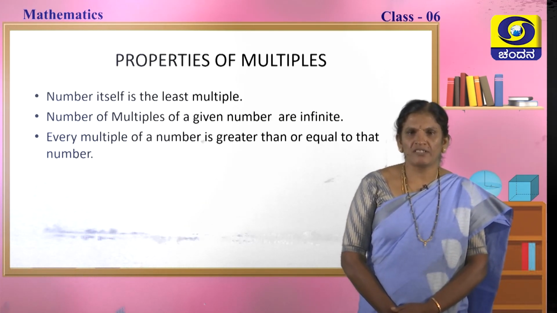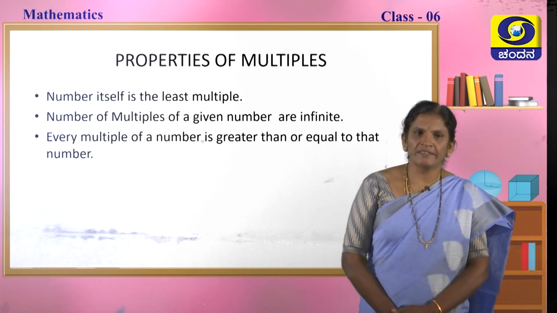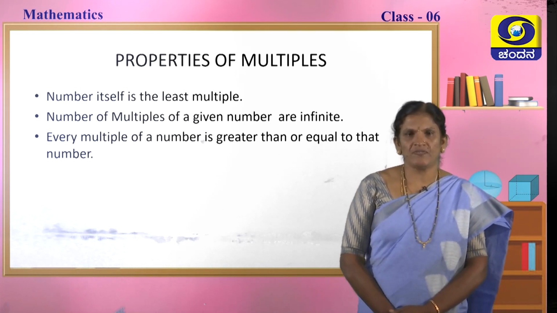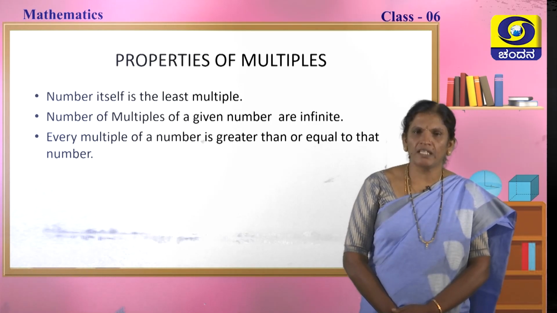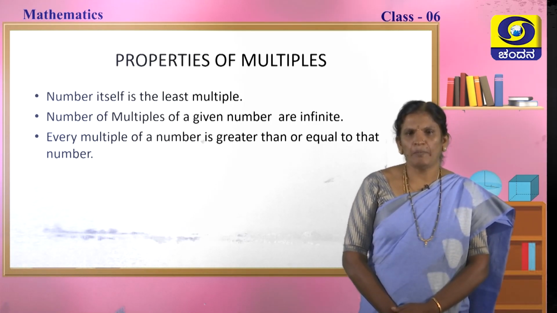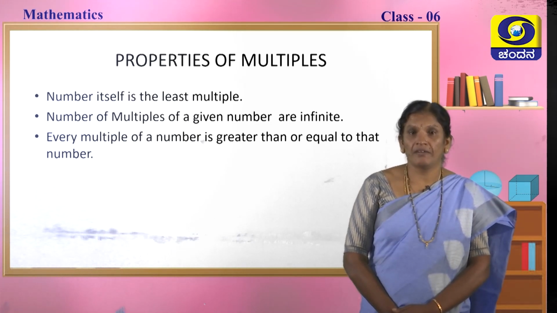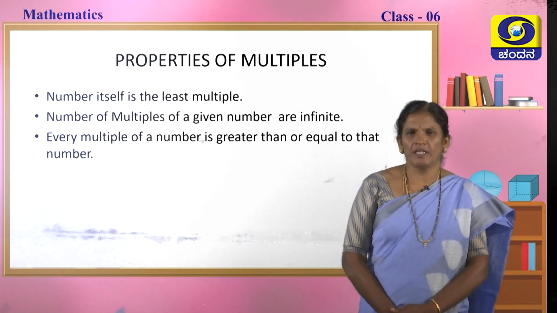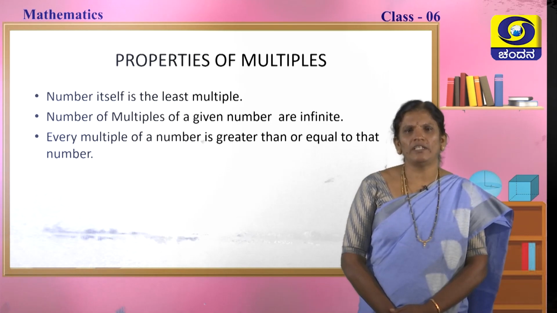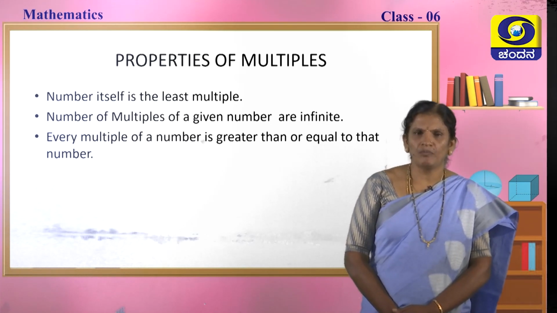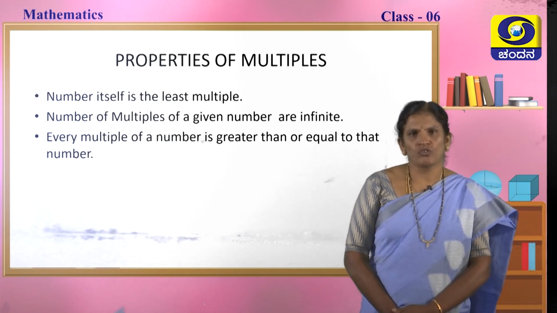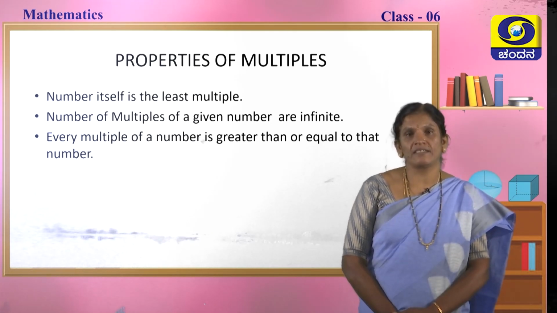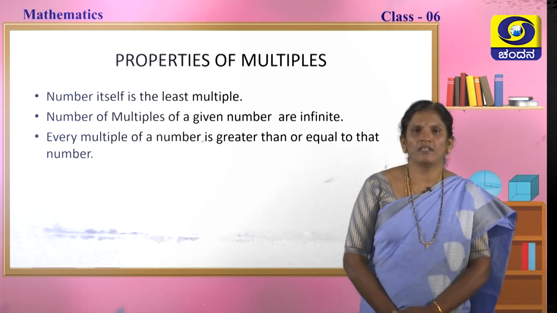Now, properties of multiples. Number itself is the least multiple. See, we have taken the 6 table, in that it begins with 6. So, we can tell that number itself is the least multiple. Number of multiples of a given number are infinite. As I said, there is no end for multiples. Every multiple of a number is greater than or equal to that number. Every multiple begins from the number itself. For example, 4. So, 4 2s are 8, 4 3s are 12. It keeps on increasing, but there is nothing less than this. It is greater or equal to that number.